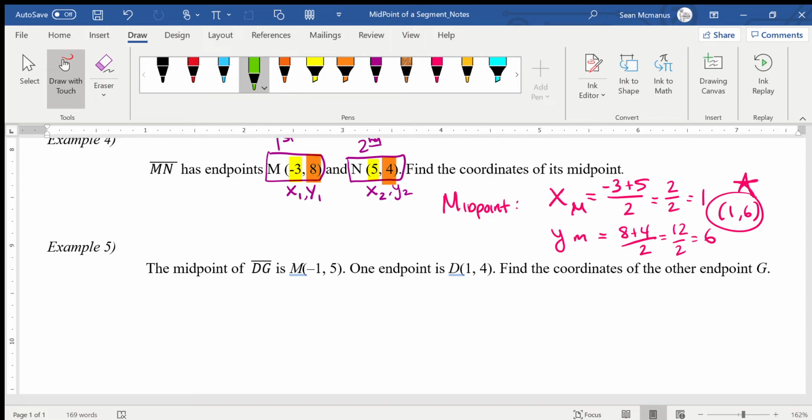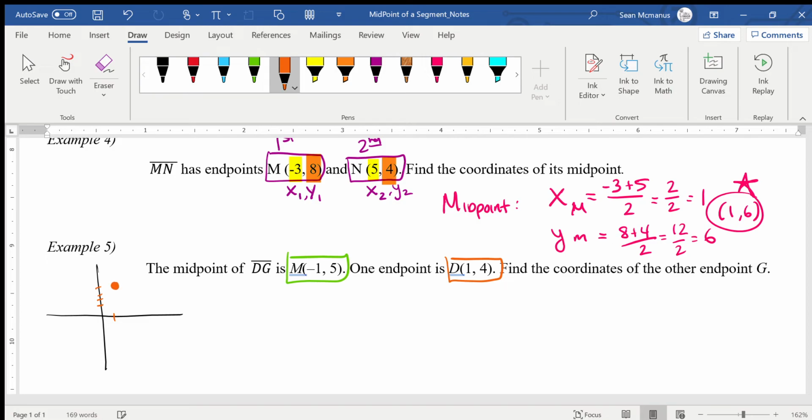So here it tells me the midpoint of DG is point M, so -1, 5. One of the endpoints is D, 1, 4. Find the coordinates of the other endpoint, G. So I'm not going to graph this whole thing, but just to kind of quickly, we have an endpoint at 1, 4. So we have one endpoint there. The midpoint is at -1, 5. So it's actually going to be up there.